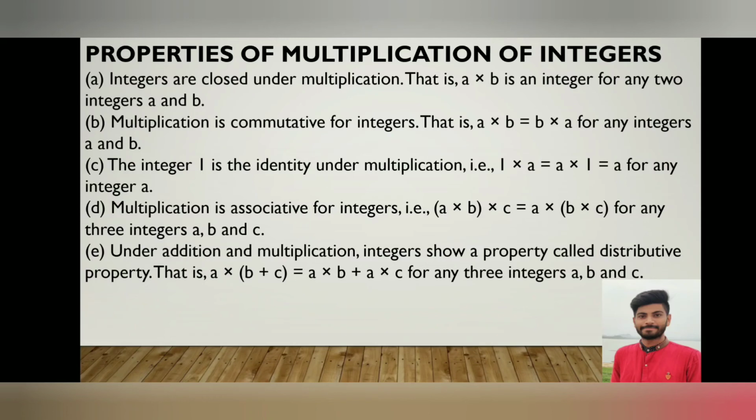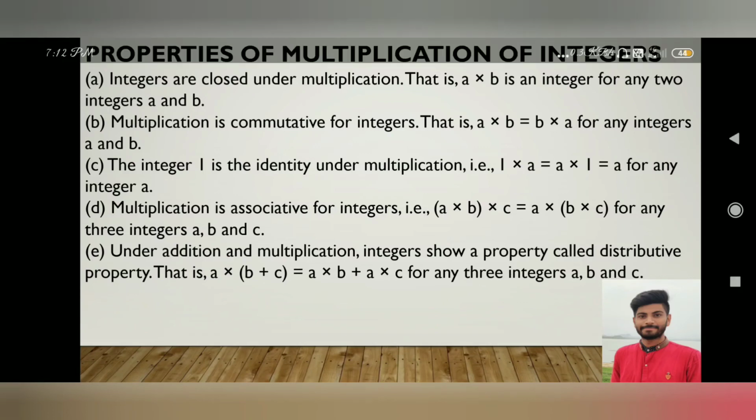That is, a multiplied by the bracket b plus c. So, we have to distribute a to the b and c. So we will get a multiplied by b plus a multiplied by c. We distributed a to b and c. For any three integers a, b, c, we can apply this. That is, a multiplied by (b plus c) is equal to a multiplied by b plus a multiplied by c. Remember this property because it is very useful in exercises and many more examples.